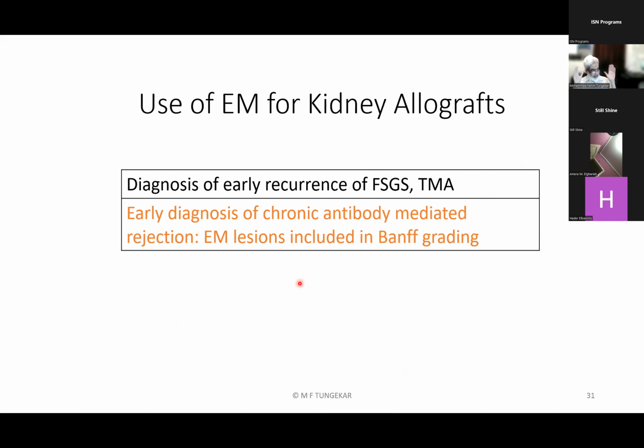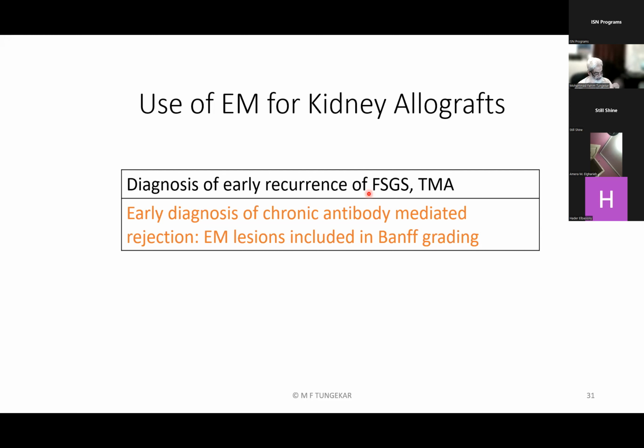Now, so far we've been speaking about native biopsies. Let us look at kidney allograft. Until about 15 years back, electron microscopic samples were not taken in transplant biopsies, except when we suspected early recurrence of a disease like FSGS, thrombotic microangiopathy, lupus, or IgA nephropathy. Even then, light microscopy helped in many cases. Electron microscopy, especially in very early recurrence of FSGS, 48 hours after transplant, massive protein appears. Light microscopy is normal, and then you do EM and podocyte effacement is seen. So that's early recurrence of FSGS. That was the use of EM in kidney allograft.